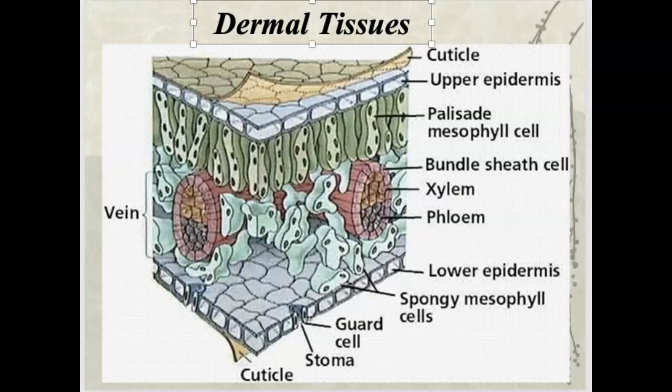What covers the plant body? Think about the human body. We're covered with skin. We call it our dermis and epidermis to make up the skin. Well, plants have parallels. They have dermal tissue. That's what makes up what we'll call the skin of the plant.